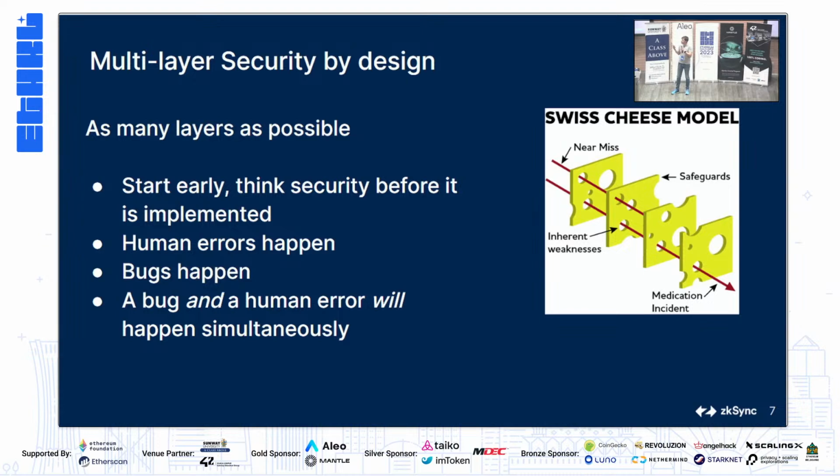To achieve that, you need to start thinking about security very early, even before it is rolled out in production. Also note that human errors happen. Bugs can be found, and the most interesting part is when bugs and human errors happen simultaneously. You need to understand what to do in these cases. There is no way to avoid it. This is the main point that you should notice.